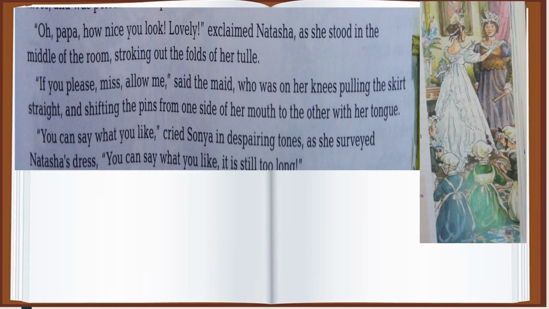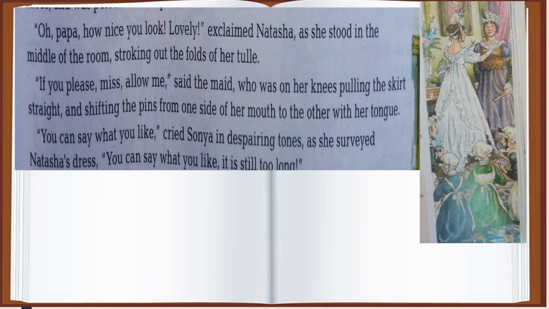The last scene in our lesson today. "If you please, miss, allow me," said the maid, who was on her knees pulling the skirt straight and shifting the pins from one side of her mouth to the other with her tongue. "You can say what you like," cried Sonia in despairing tones as she surveyed Natasha's dress. "You can say what you like, it is too long," or it is still too long. Even in this picture, look at this picture here, we have Natasha and her mom. When Sonia saw Natasha's dress, she told her that it is still too long.